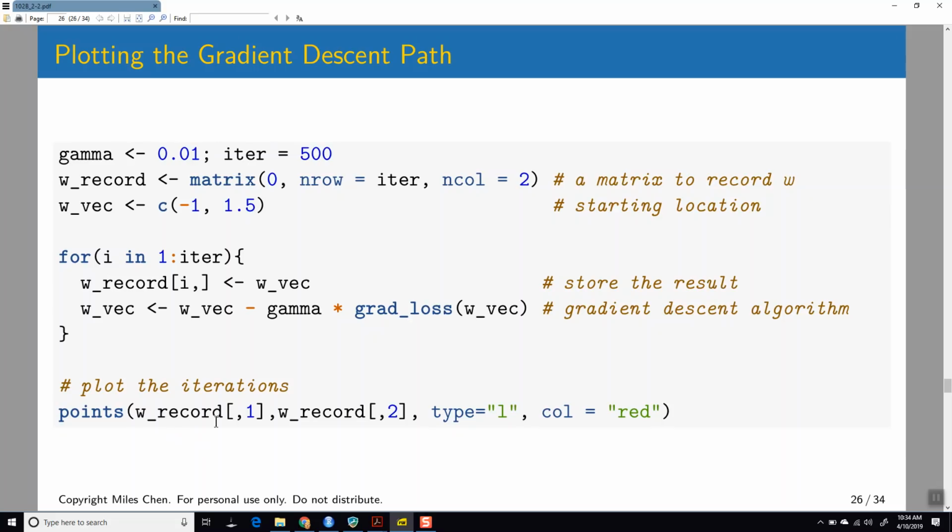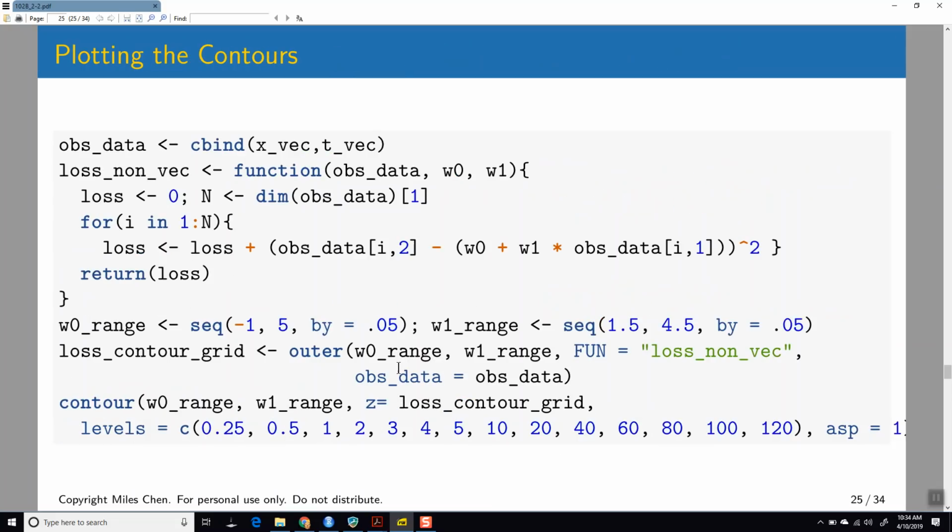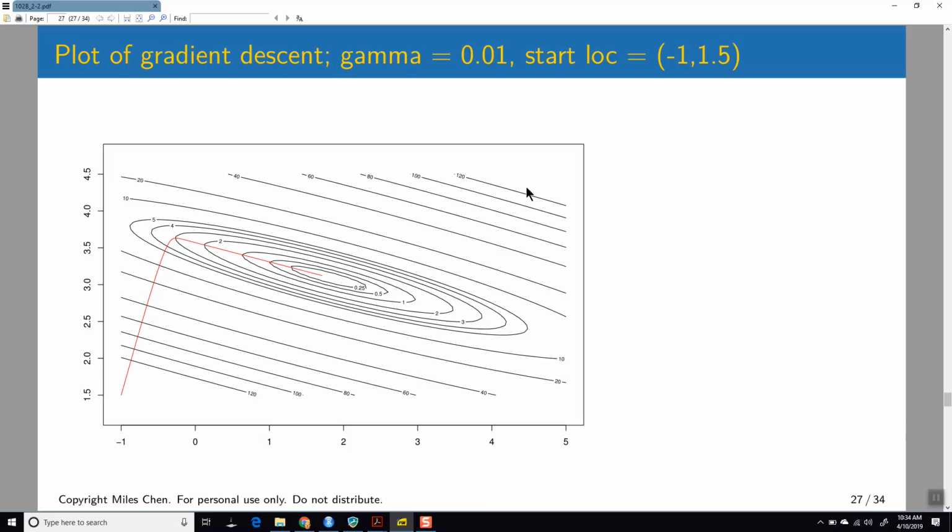And so if I want to plot this, I can just say points. Okay, so points would just create a whole bunch of dots, but here I'm going to say type is equal to L, and so this will connect them with a line, and this is what the gradient descent algorithm looks like. Okay, and so this here is a plot of the loss function of ordinary least squares regression for this data set of 3 data points.